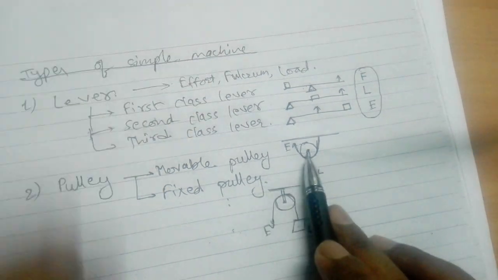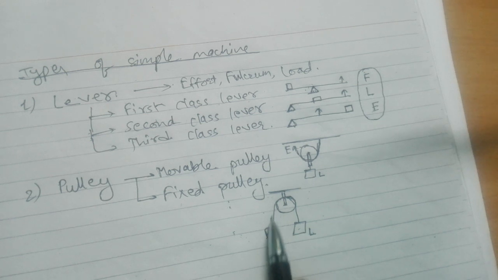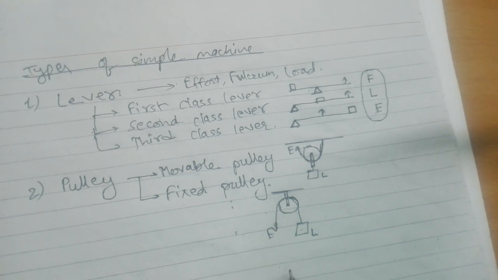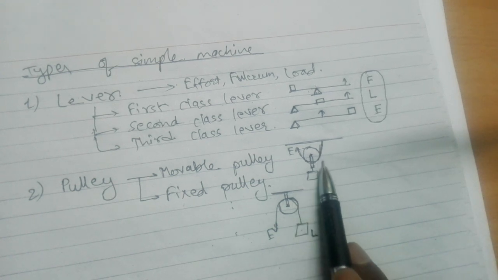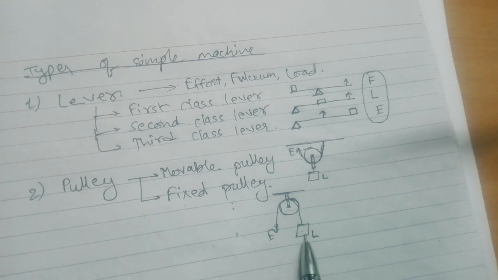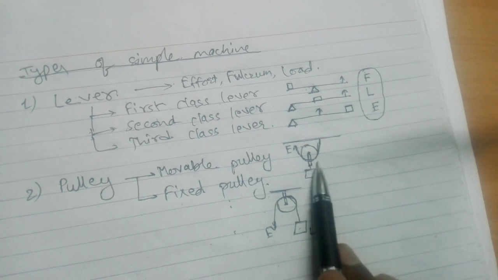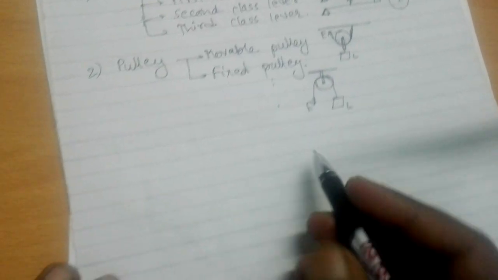Okay, so in movable pulley you need to apply effort in upward direction, and in fixed pulley you need to apply effort in downward direction. Moreover, in fixed pulley your force is never multiplied. Fixed pulley does not magnify your effort, but movable pulley magnifies your effort. That means applying same amount of energy, if you can lift 10 kg of load by using fixed pulley, then you can lift 20 kg of load by using movable pulley. They have their own advantages.